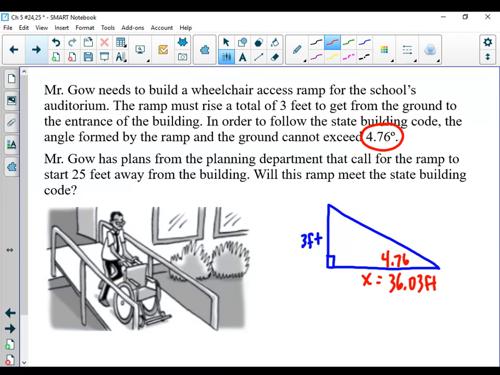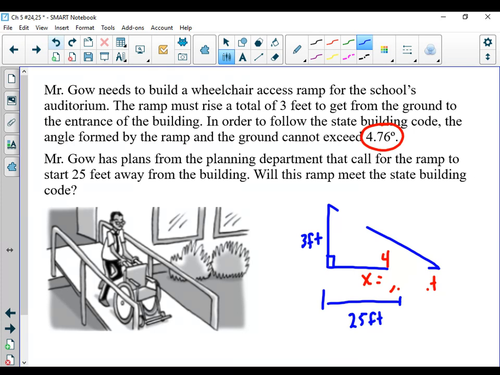What would happen to this angle if I shortened up the distance? It's going to make it steeper. So you're right. It isn't within code because he took where it was and turned it this way, which means it had to have gotten steeper. If you think about a ladder up against a building, the closer you put the bottom of that ladder to the building, the more steep it's going to get. The further you put it away, the less steep it's going to get. So you're right. He wasn't within code.